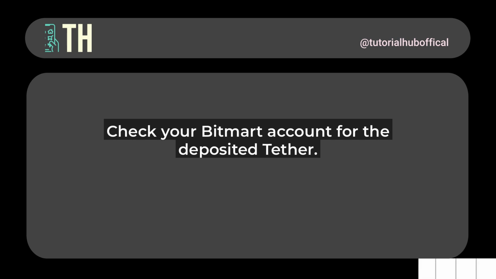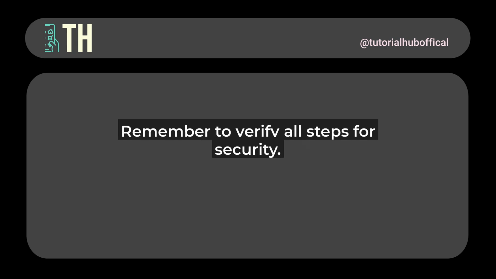After that, keep an eye on your Bitmart account. Once the Tether arrives, you can trade or withdraw it further. Remember, crypto transactions are irreversible, so always double-check to avoid costly mistakes.